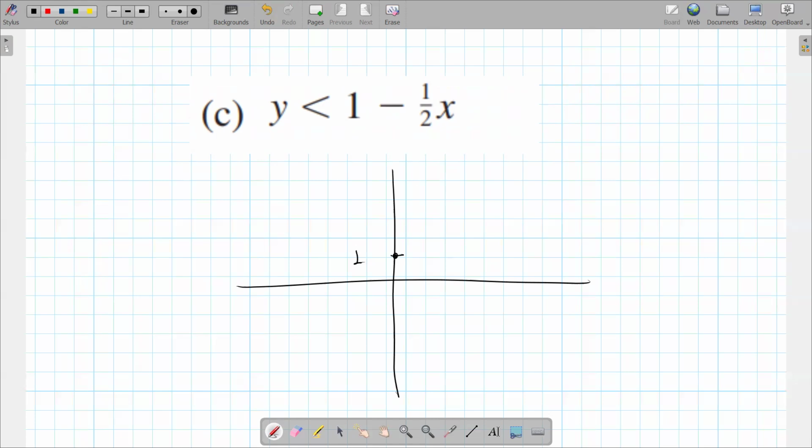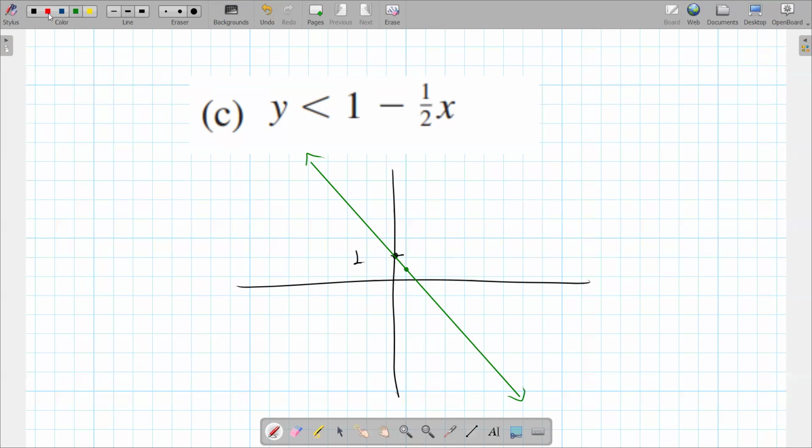It's 1/2, -1/2. So for every 1 unit you go across, you go 1/2 unit down. So your sketch looks something like this. We don't have to be super precise here. Now look at the inequality. You require your y to be less than 1 minus 1/2x.